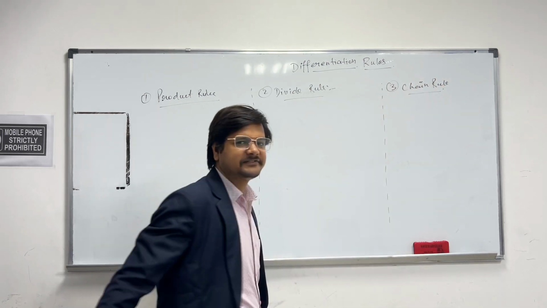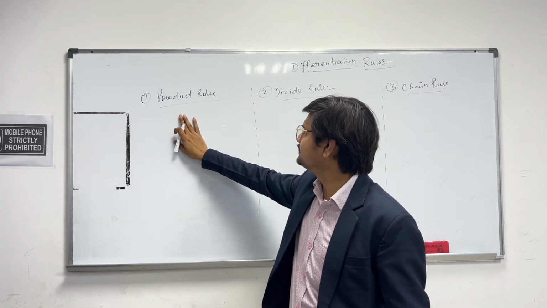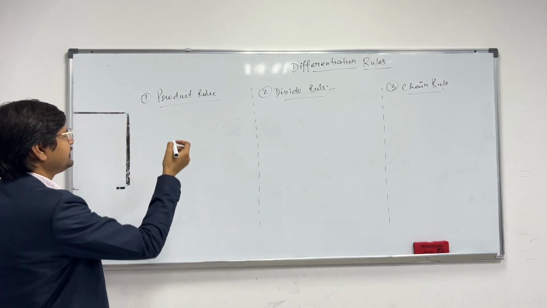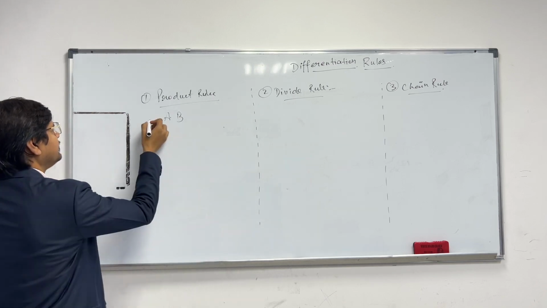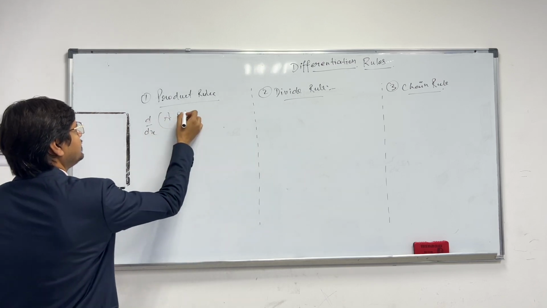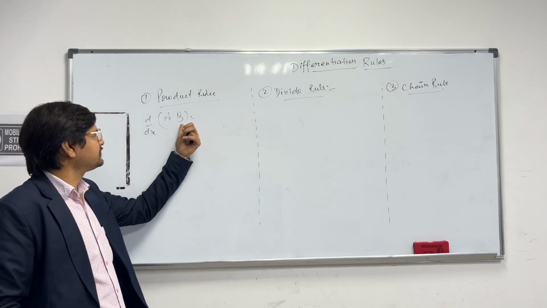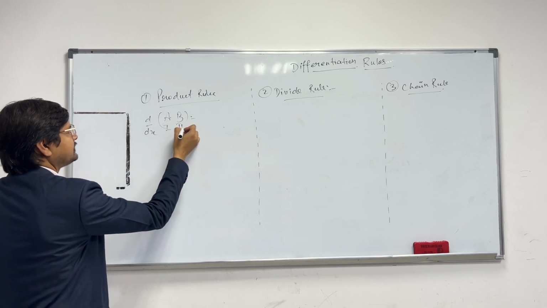So I will start with the first one. What is the first one? Product rule. In the product rule, when there are two functions in a product, how can we differentiate them? Suppose there are two functions A and B. If there is a function A and a function B, both in the product, suppose this is first and this is second.